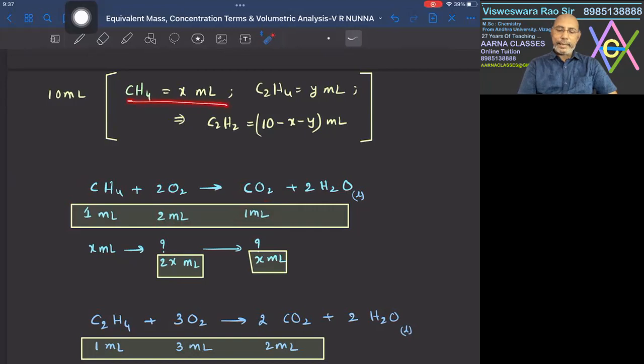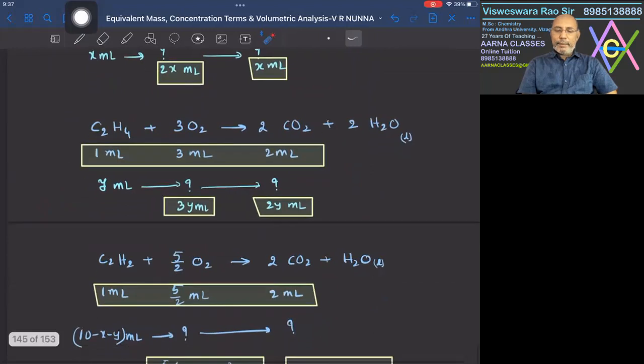But how much methane have I taken? X ml of methane. 1 ml needs 2 ml of oxygen for combustion. X ml needs how much oxygen? 2x ml. 1 ml of methane gives 1 ml of carbon dioxide after the reaction. X ml of methane gives how much? X ml. So this is from the methane side. Methane requires 2x ml of oxygen for combustion, and it produces x ml of carbon dioxide.